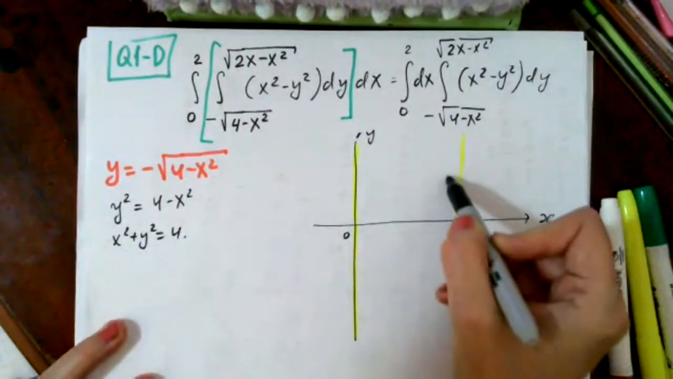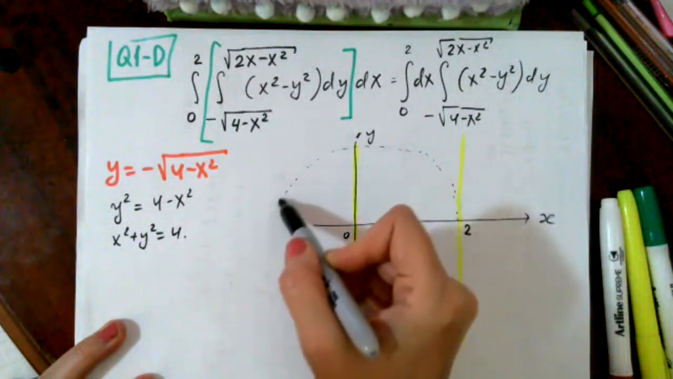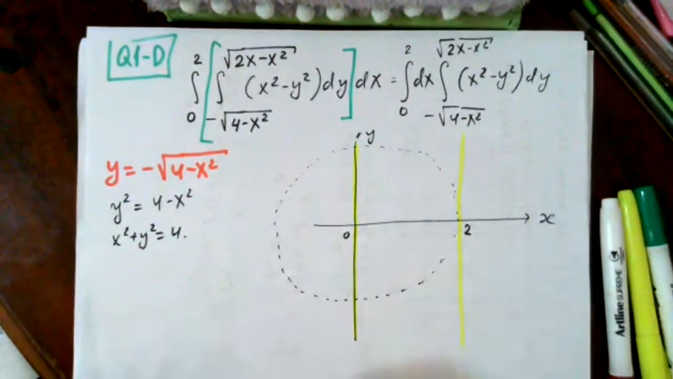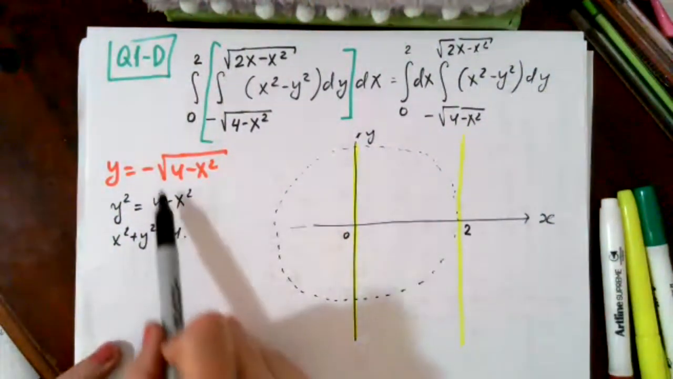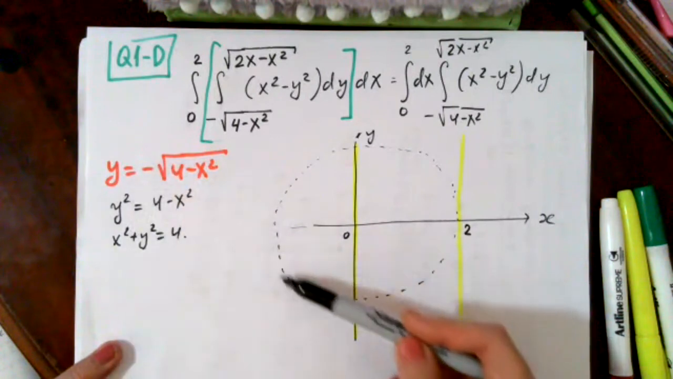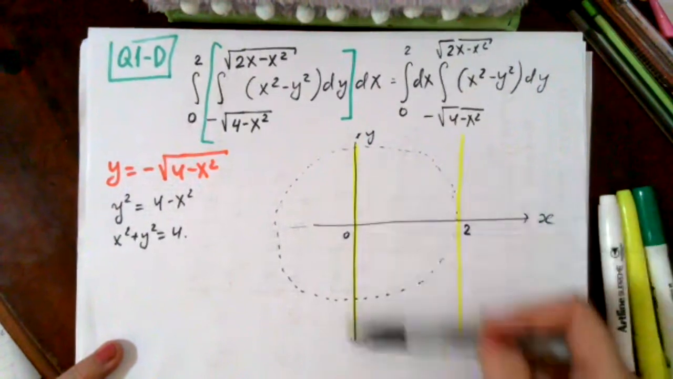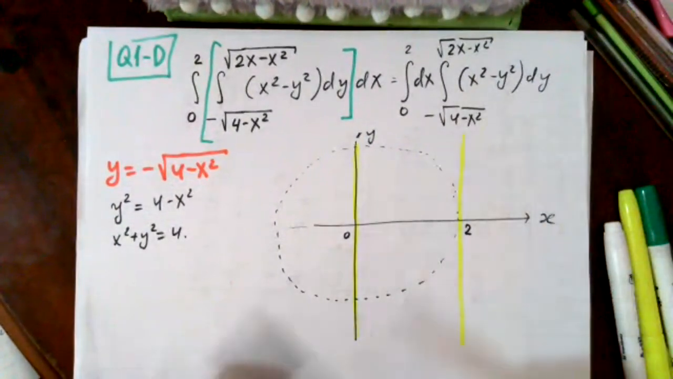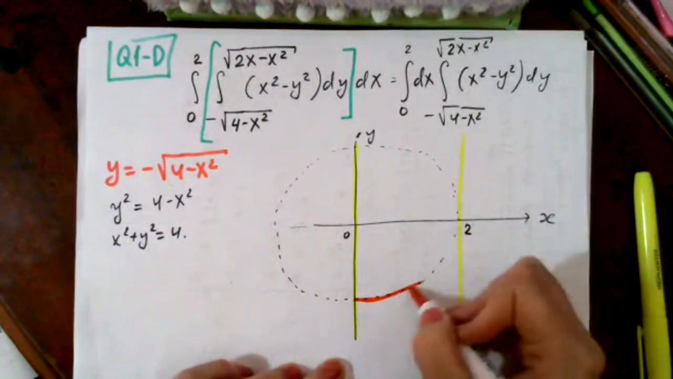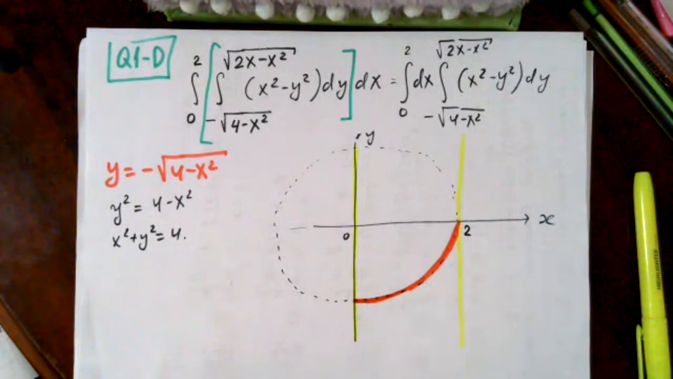So I can draw the whole circle in a dashed line, like this. That's right. But what part of this circle do I need? I need the lower part, the bottom half of this circle, and at the same time only this segment which is inside these two yellow lines. So finally, I have only this one. So this is our lower boundary.